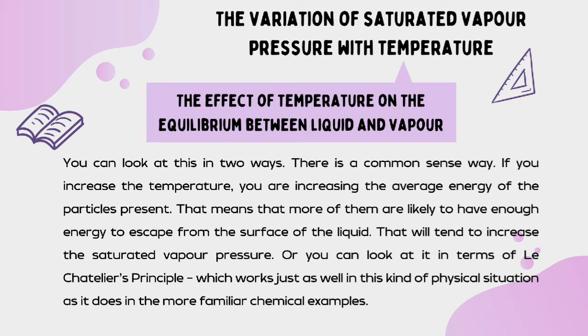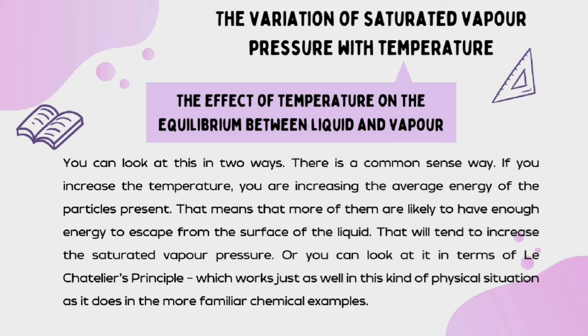Next, we continue to the variation of saturated vapor pressure with temperature, and it's about the effect of temperature on the equilibrium between liquid and vapor. You can look at this in two ways. There is a common sense way. If you increase the temperature, you are increasing the average energy of the particles present. That means that more of them are likely to have enough energy to escape from the surface of the liquid. That will then increase the saturated vapor pressure.